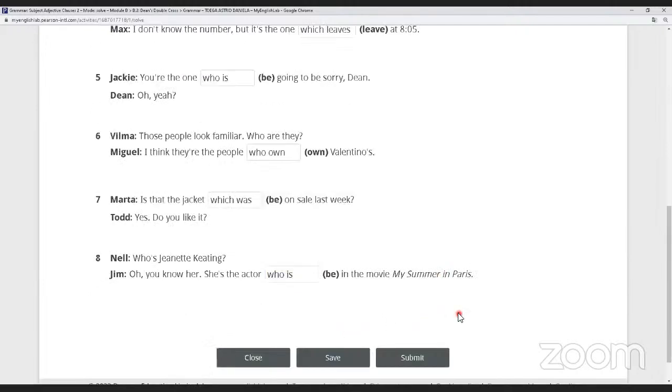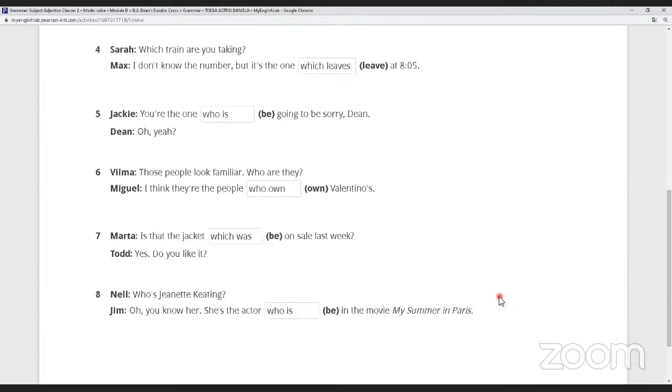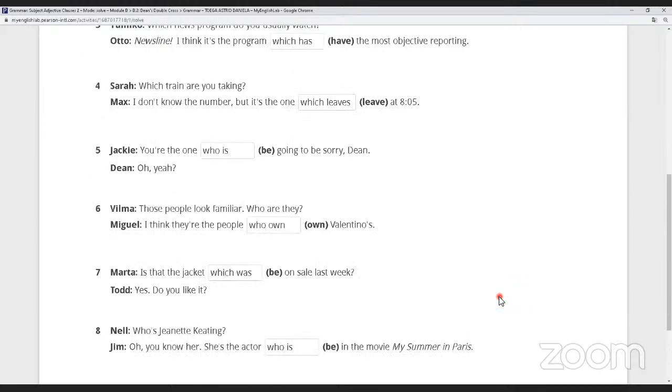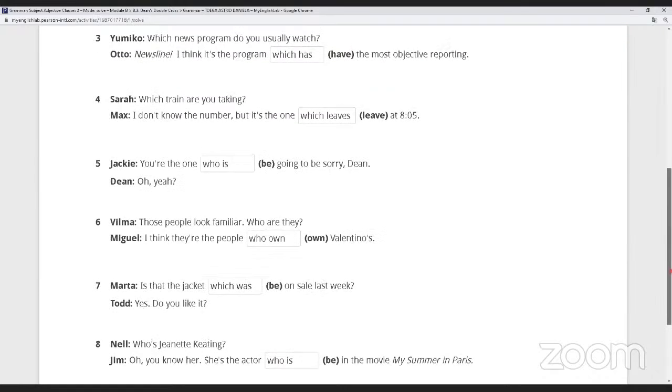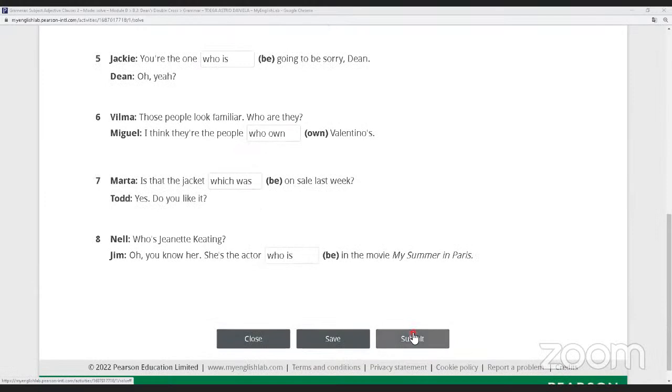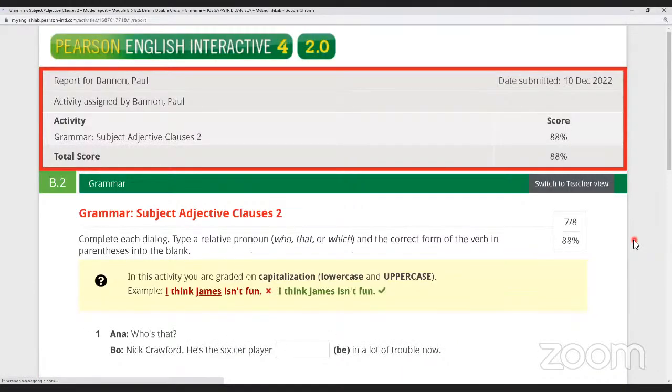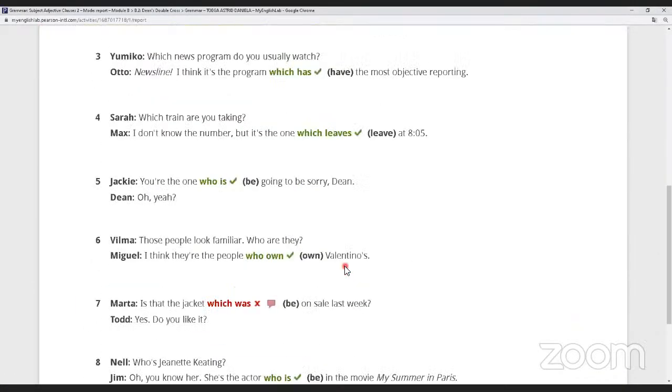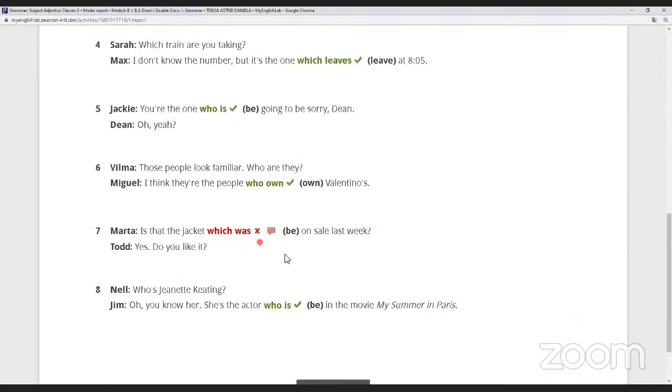Okay, do you want to modify something? Or is it great, is it okay? I have doubts about 3 and 4, but okay. Which news? Okay, we're going to watch it at the end, right? And you only had one mistake, and it was number 7.